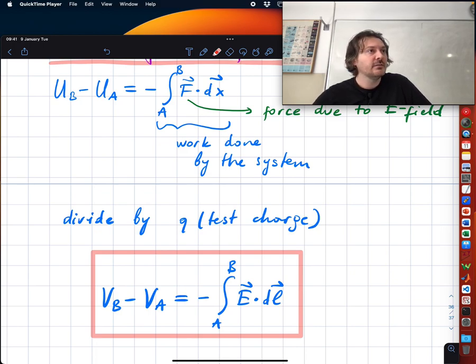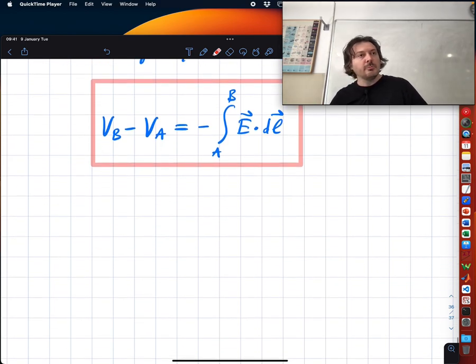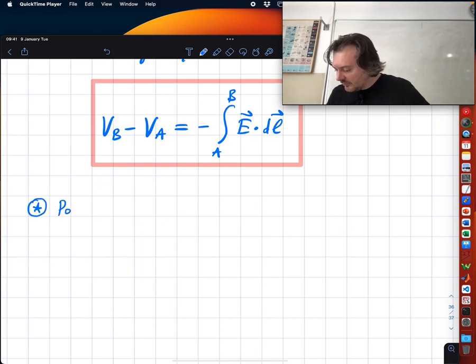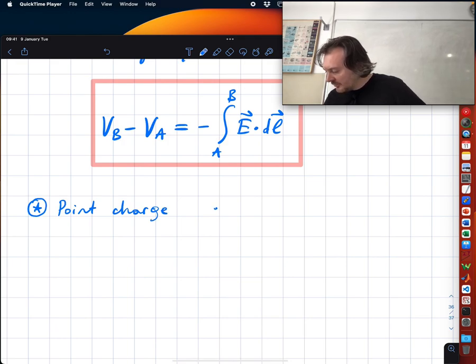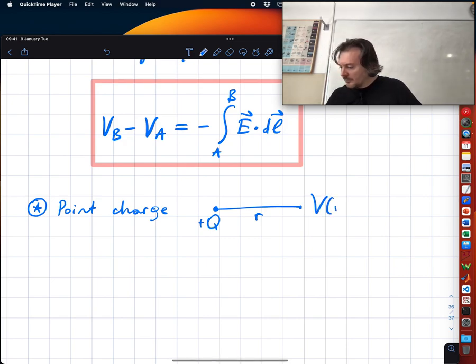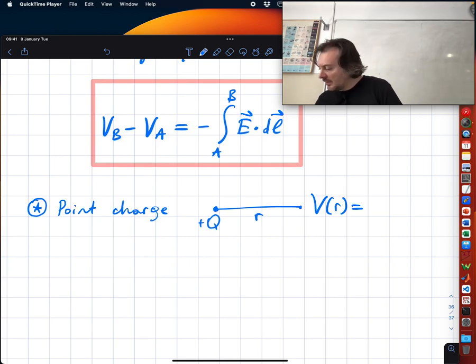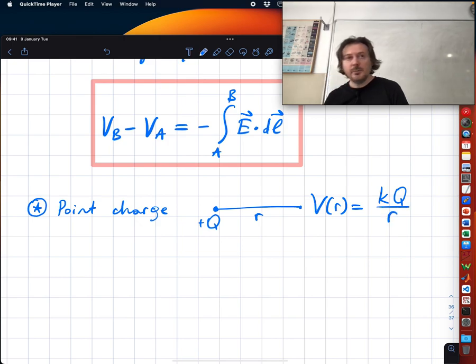comments, ideas? No questions? So if you remember, we already discovered the potential due to a point charge. Let me ask you if you remember it or not. For a point charge, let's say you have a point charge here at a distance r. Do you remember the potential? V of r? Anyone? kQ over r. Everybody agrees with this?